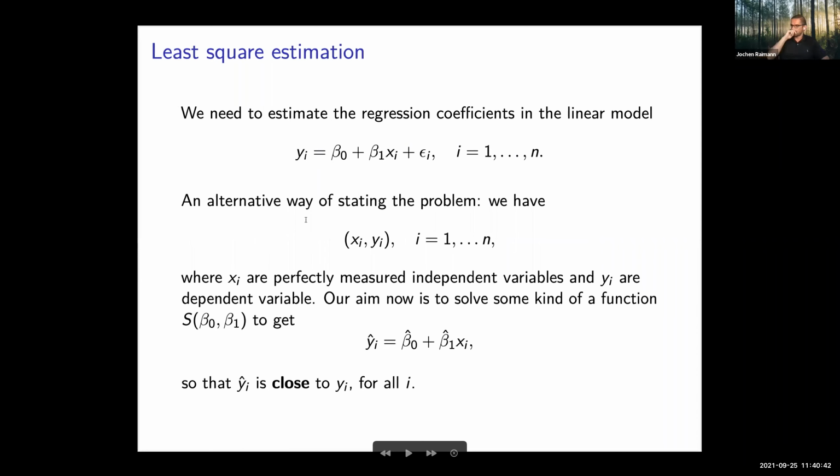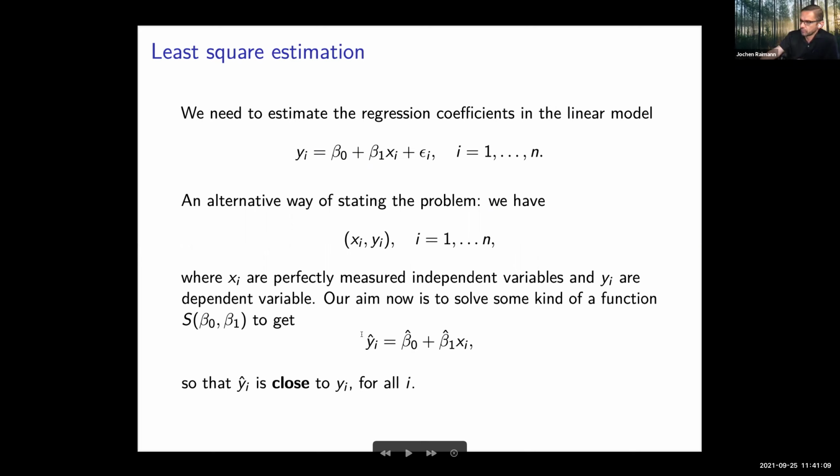An alternate way of looking at this is that we have xi and yi. We have these pairs of data points, and we want to find a function which is here stated as S(beta 0, beta 1), because these are our unknown model parameters.